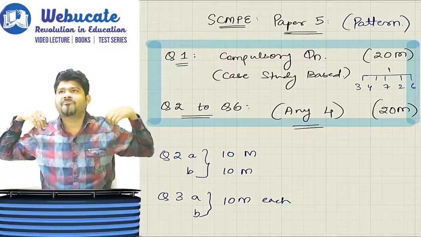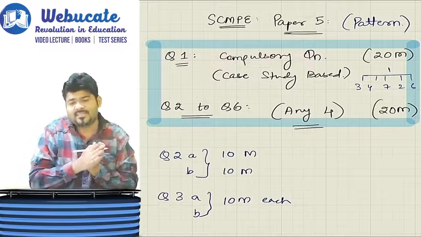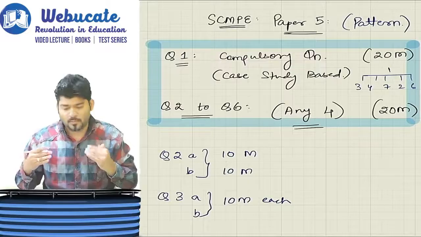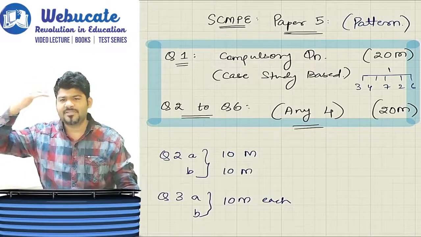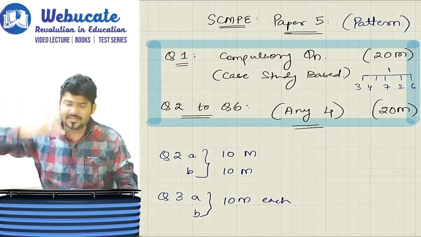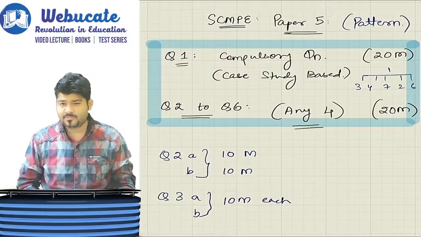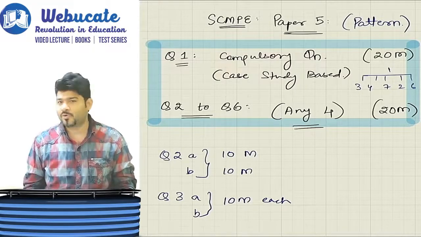If I speak of July 21 paper, there was a case study on business excellence model. It's a chapter number 2 concept, business excellence model. So that was asked as a case study, and there were 4 marks questions, internal questions. So the whole 20 marks first question was on business excellence model with internal markings of 3, 4, all of that.